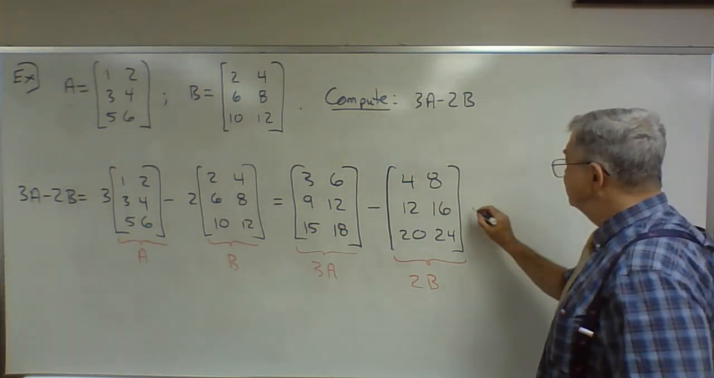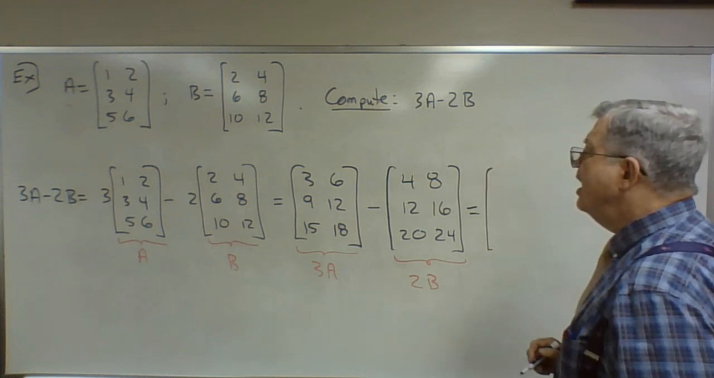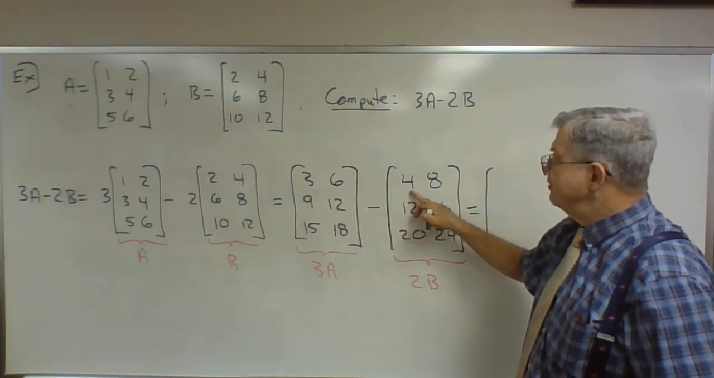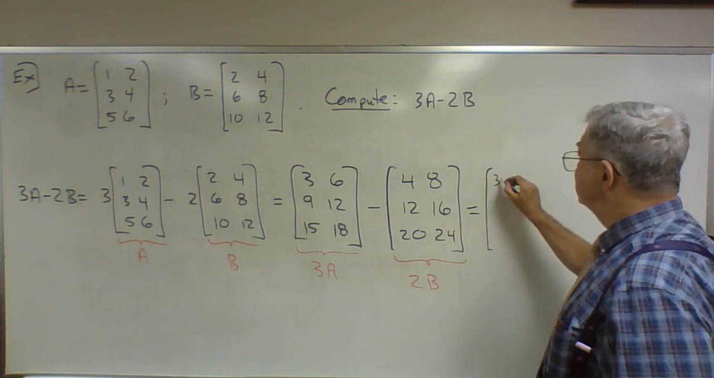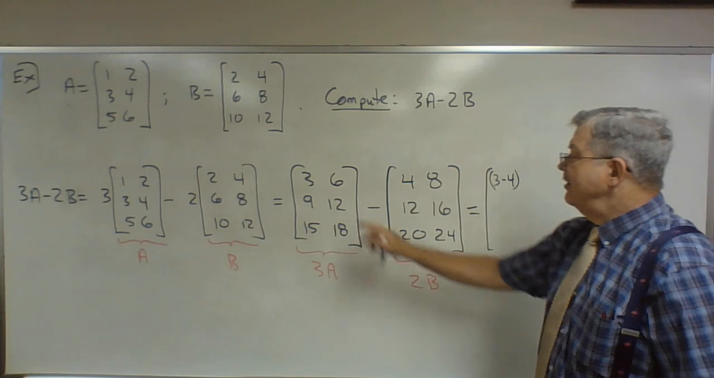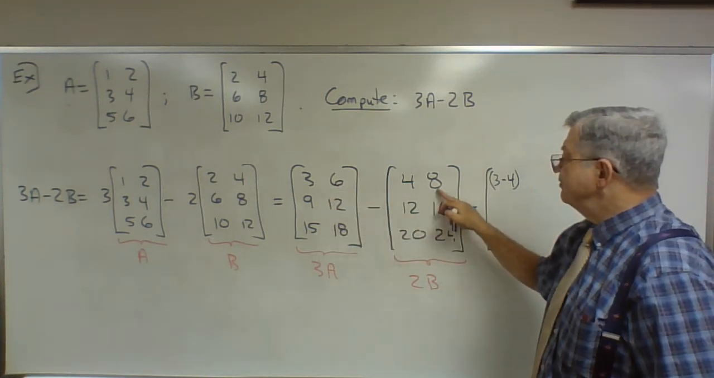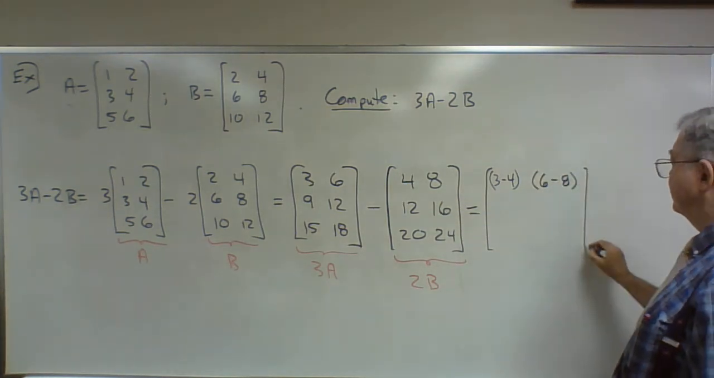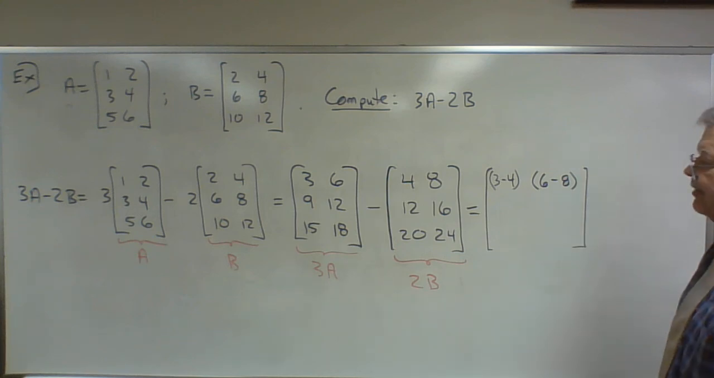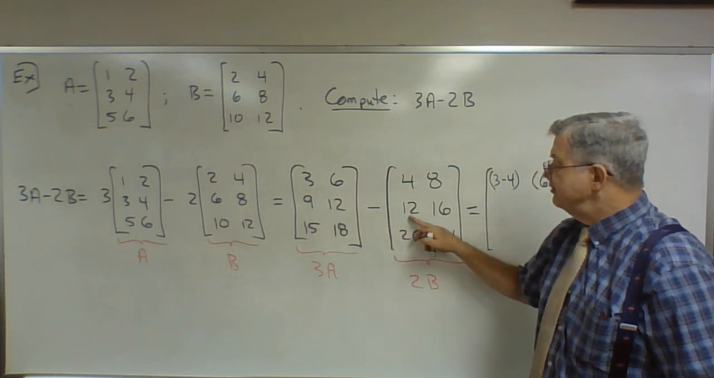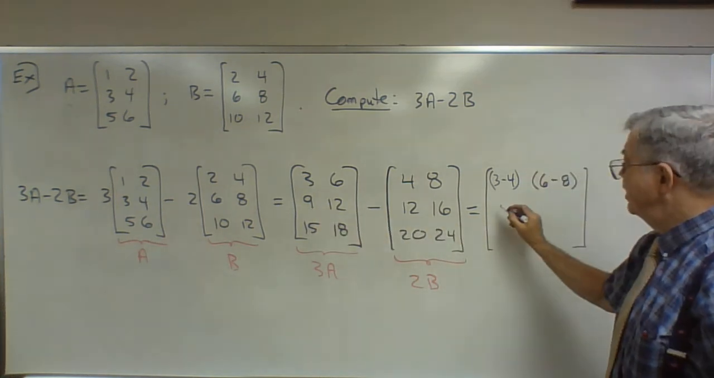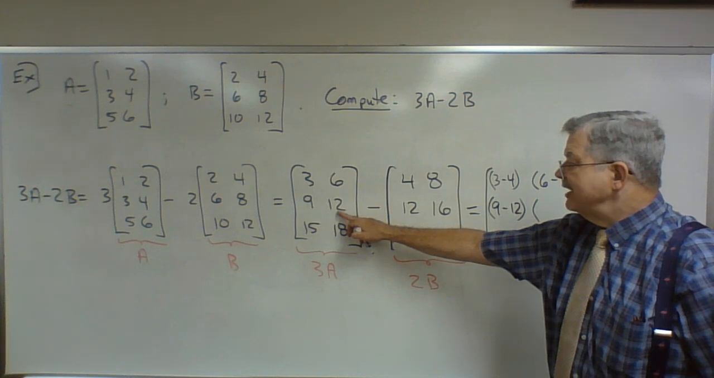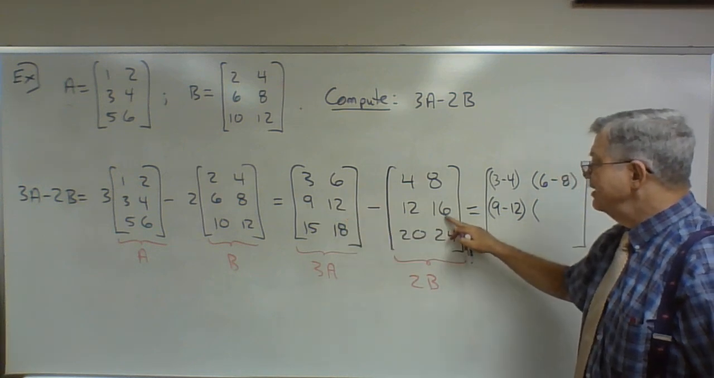The only thing left to do is subtract these two son of a guns. And we do first row, first column, minus first row, first column. So that's 3 minus 4. And then we do first row, second column, minus first row, second column, 6 minus 8. Let's do the second row. Second row, first column, minus second row, first column, 9 minus 12. Second row, second column, 12, minus second row, second column, 16.